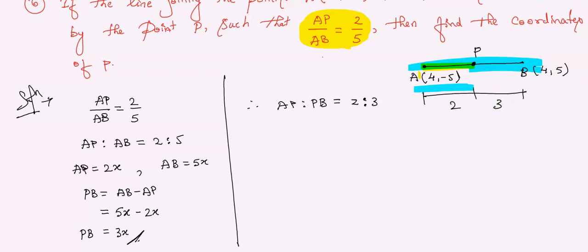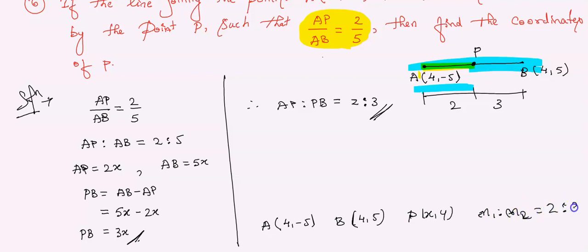Understood now? Got it? Now we have to start solving the problem. To start solving the problem, first make a note of these key points. The coordinates of A are 4, minus 5. Coordinates of B are 4, 5. And coordinates of P we don't know. That is what we have to find. P of x, y.